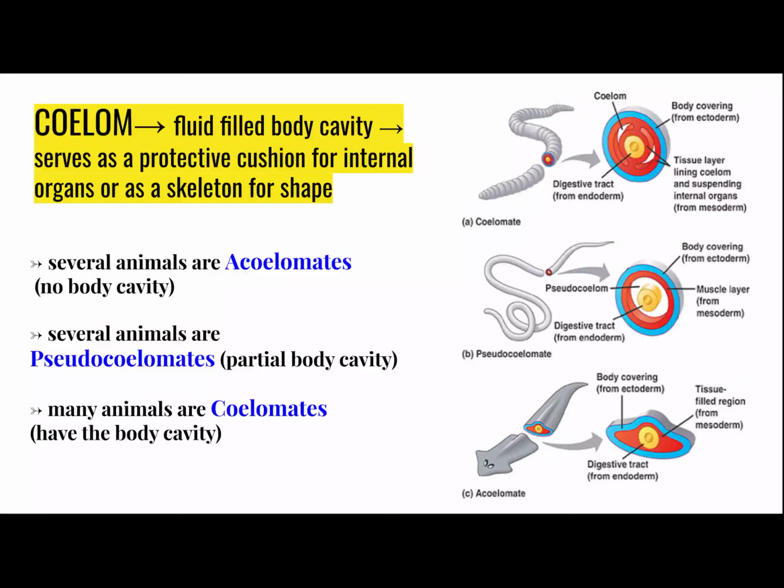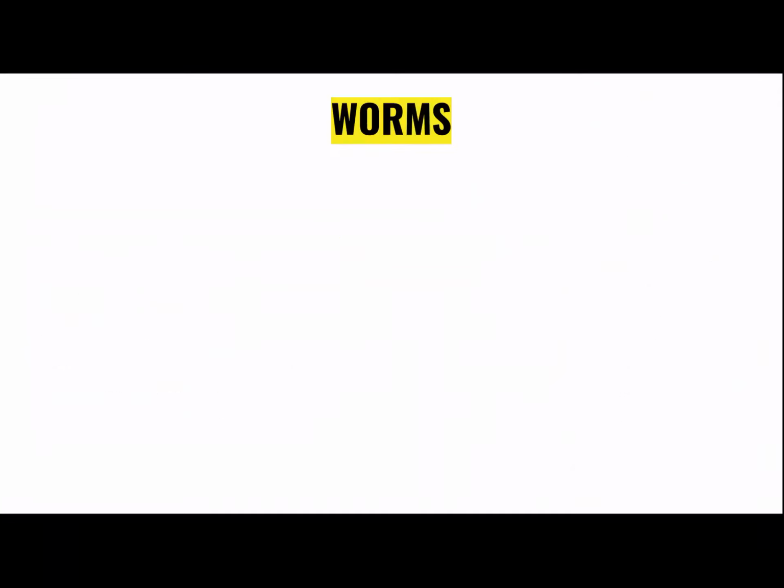And then on the bottom you see an acoelomate. An example we're going to be talking about today are the flatworms. You can see there is no body cavity. They're flat. You can see there's the digestive tract in there and the tissue region, but there's no opening for this fluid-filled body cavity. So with that, let's start talking about the wonderful world of worms.